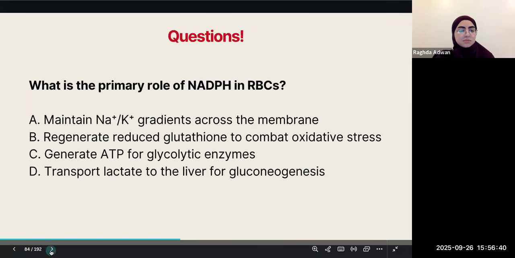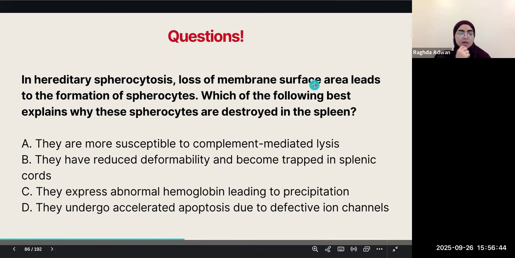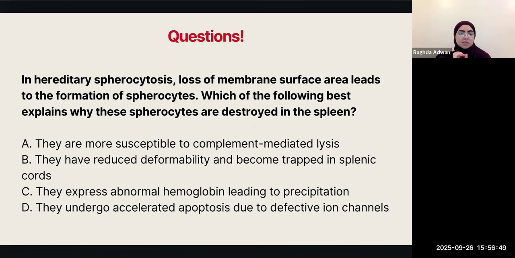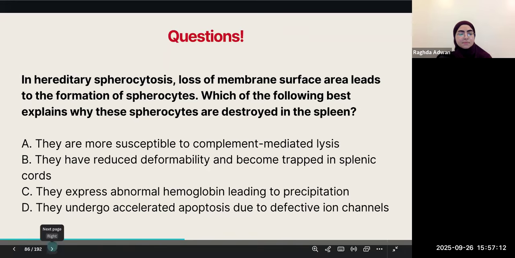Next question. In hereditary spherocytosis, the loss of membrane surface area leads to the formation of spherocytes. Which of the following best explains why these spherocytes are destroyed in the spleen? Yes, B again. Perfect. Great job, guys. They have reduced deformability and become trapped in splenic cords.